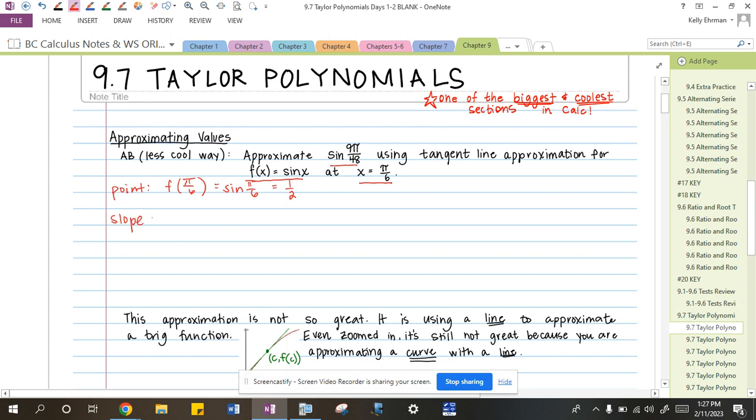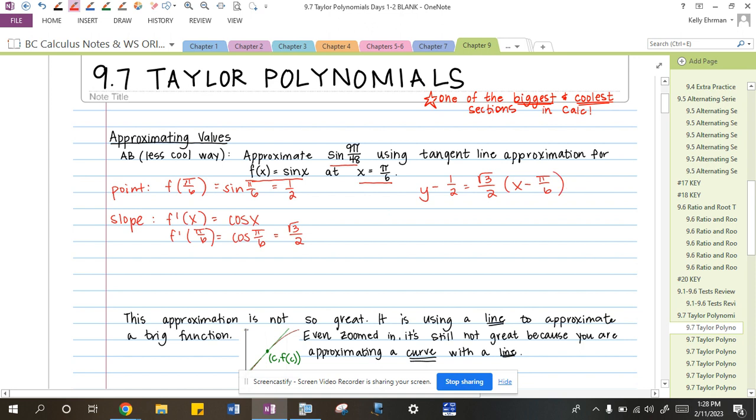We need a slope for our tangent line, which would be first figuring out what is f prime of x. So the derivative of sine is cosine. Evaluate f prime at pi over 6. So cosine of pi over 6 is radical 3 over 2. So this gives me my tangent line, which I'm going to use to approximate a value. So the tangent line in point slope form would be y minus 1/2 equals radical 3 over 2 times x minus pi over 6.